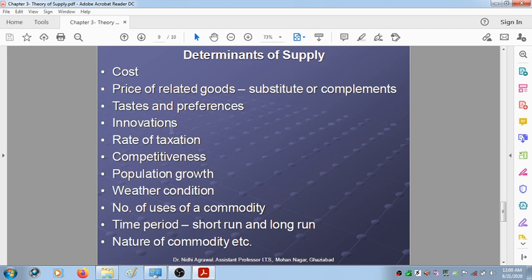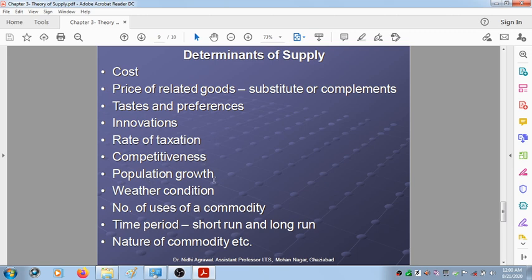Similarly, innovations play a very important role. When business firms are making more and more innovations, introducing more innovative ideas in product designing, layout, color combination, characteristics, attributes, and so on, then automatically supply will increase. Rate of taxation. If government is imposing more and more taxation, then this will definitely impact the supply. So in that case, the producer will try to supply less. Competitiveness, I have already discussed.